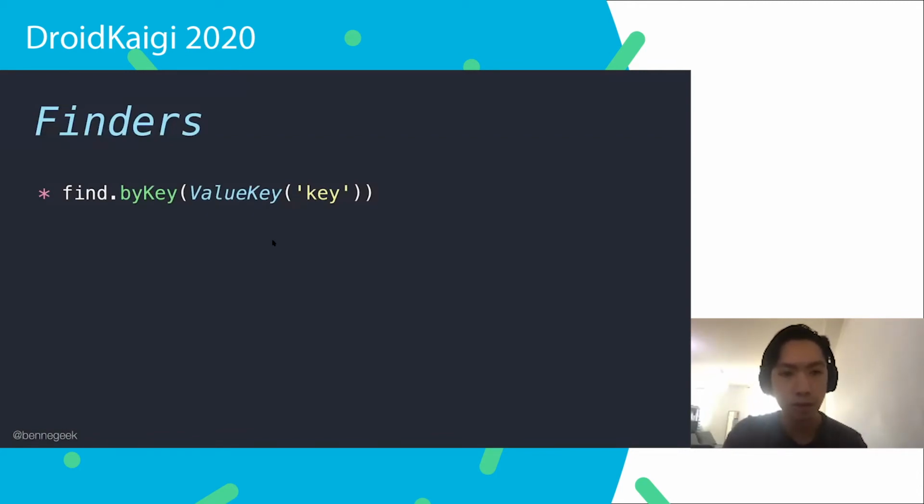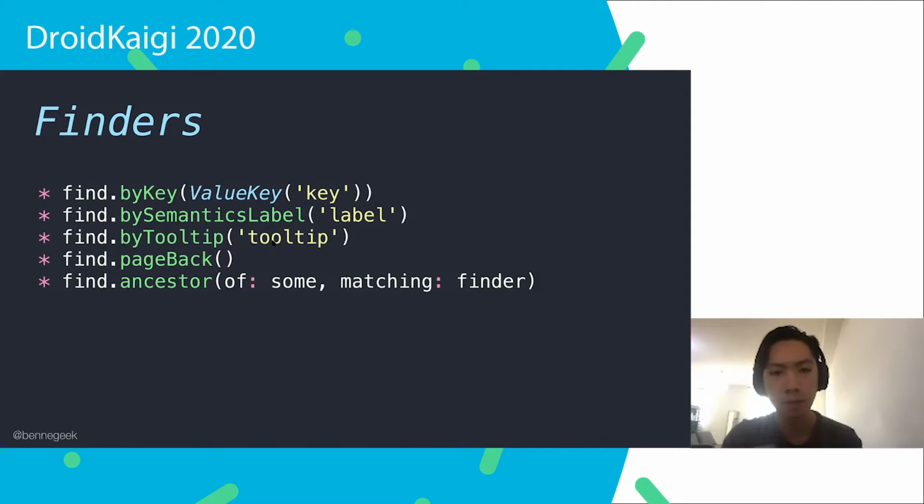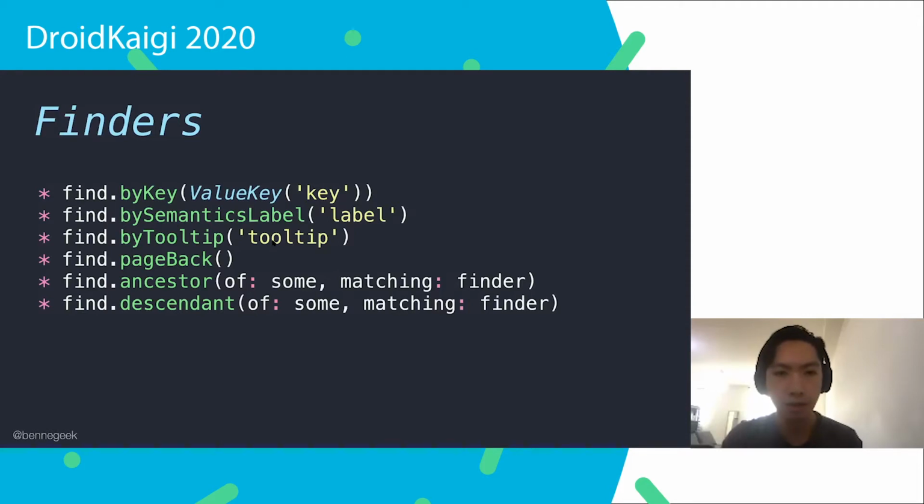Right now we're using by key only. There's also by semantics label, which you can add to a tooltip, or via the back button in the widget, or via an ancestor, which will find your widget if it is the parent of some other widget. The descendant method does this the other way around. You provide a widget that is a descendant, that is a parent of the widget that you're trying to find, and then you provide a finder for your widget. So this is the parent, and the finder is the widget you're trying to find.